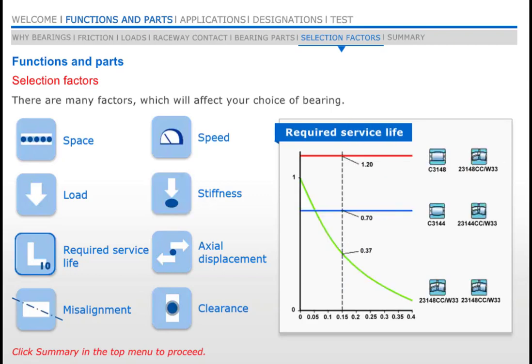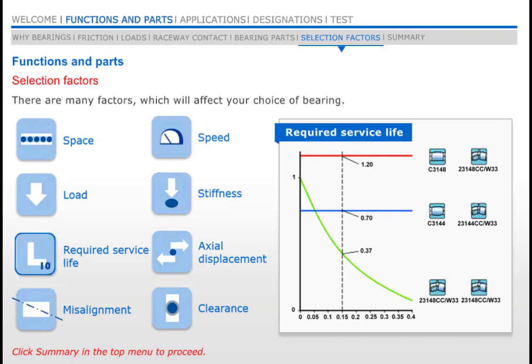The life of a bearing can be expressed in terms of the number of revolutions before failure, the number of operating hours before failure, or the distance covered for cars and trucks. A bearing is considered to have failed when it shows the first sign of fatigue in a rolling element or raceway, or damage to other parts such as the cage or the seals.